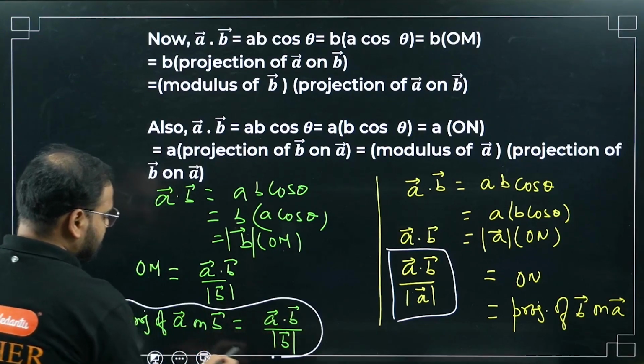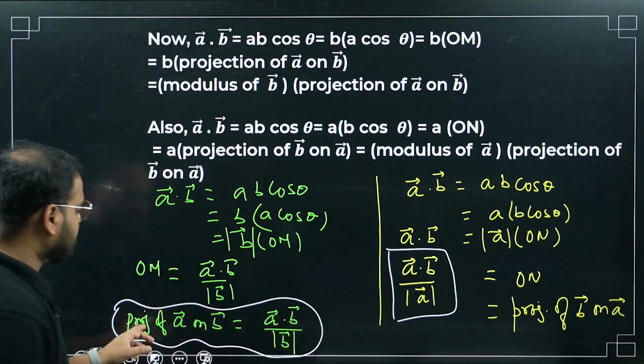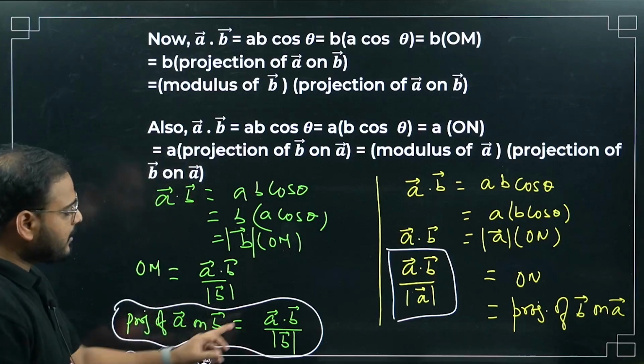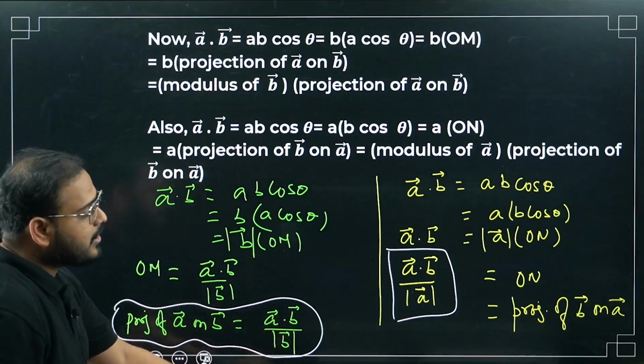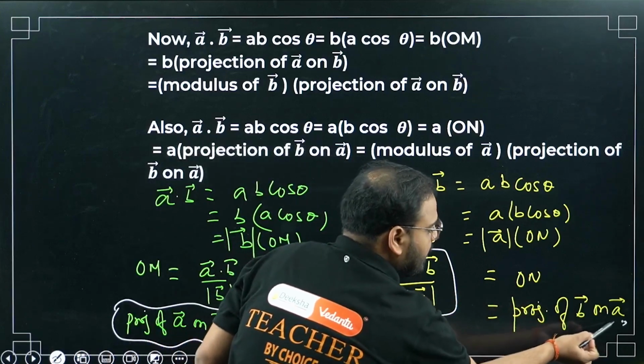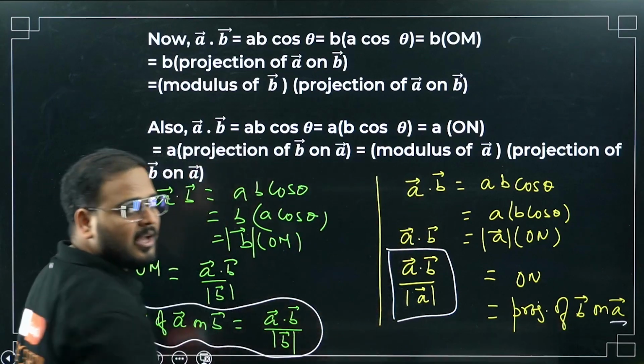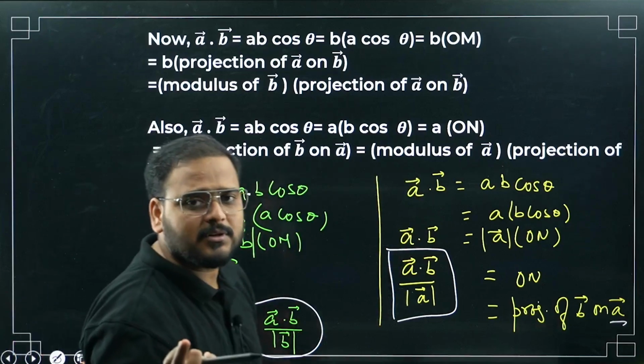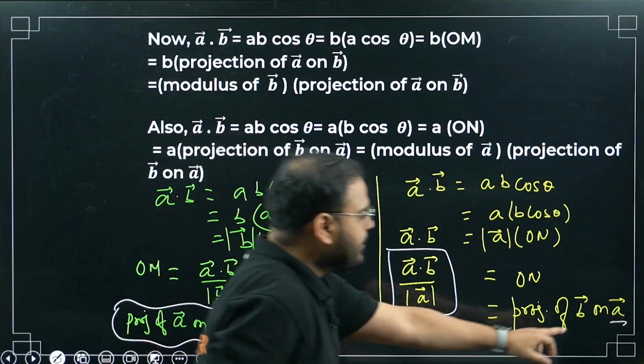Please have a look. This is my answer. This is a projection of vector A on B, A dot B upon vector B, projection of B on A. Whatever you're looking for the projection on, you have to write that part here. How come, sir? Think about how come. Think about it. B on A means what?